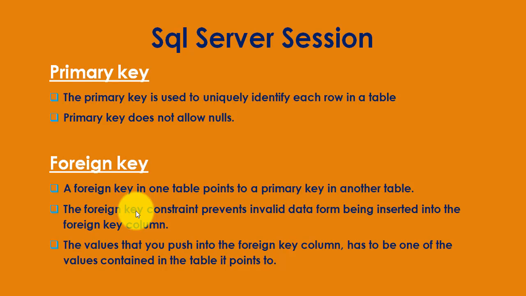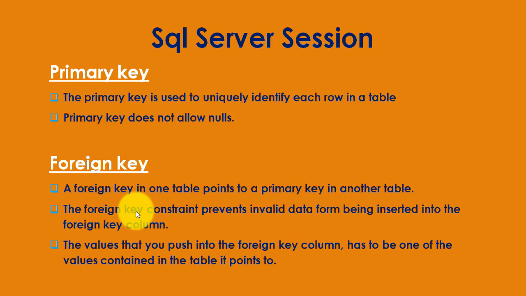The second point is that if tblPerson has a foreign key column, gender ID, it points to the tblGender column, ID. So these two ID column values should be matched with each other. And the third one is that the values we push into the foreign key column have to be one of the values contained in the table it points to. As I told you, if the tblGender ID column has 1, 2, 3, the same values should be pushed into the tblPerson gender ID foreign key column.